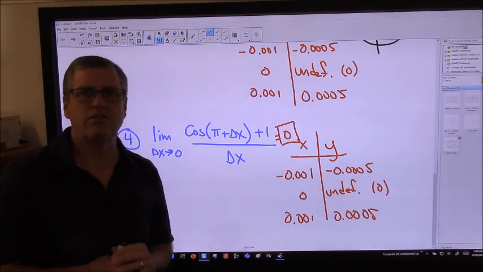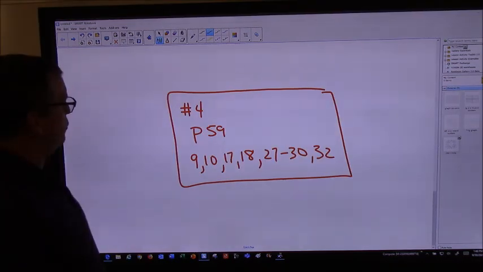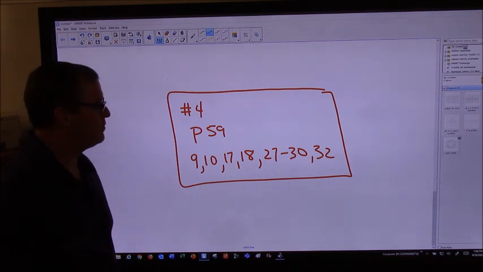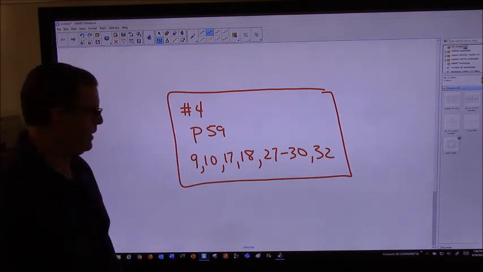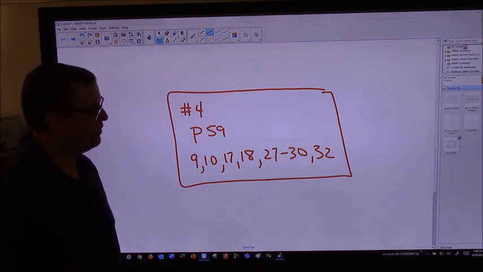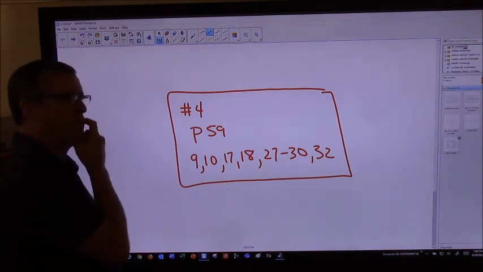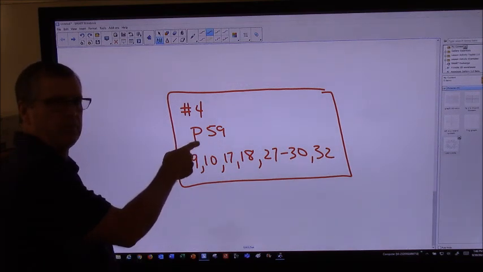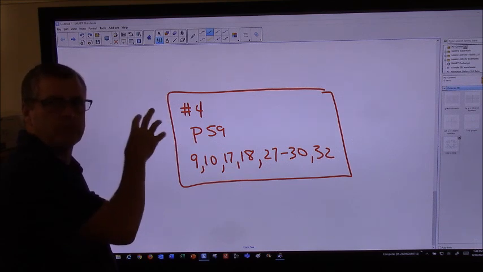All right, let me get you guys an assignment. All right, so we're now starting number 4. It's our 4th week here. Page 59, we're going to do 9, 10, 17, 18, 27 to 30, and 32. So even though we're continuing with limits, it's not part of last week's assignment, okay?